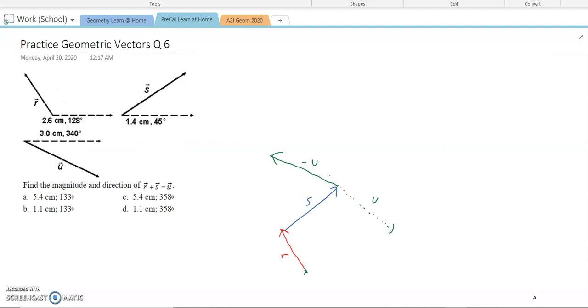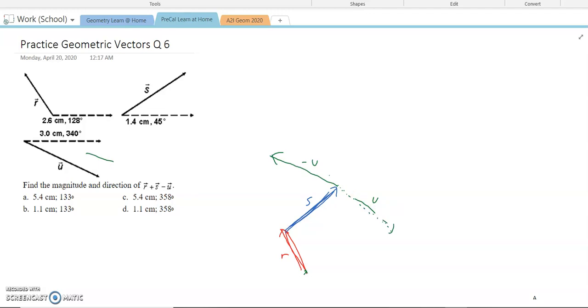All right. Last one for this video. A little bit of explaining to do on this one. It says find the magnitude and direction of vector r plus vector s minus vector u. So notice I drew a little diagram already to represent this. Here we have r, and then we're going to add s to it. And if we were adding u, u looks like it goes down and to the right down here. So if I was adding u, it would look like it was ending up down here.